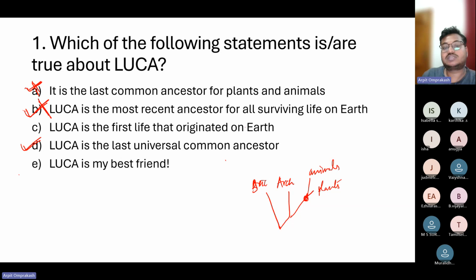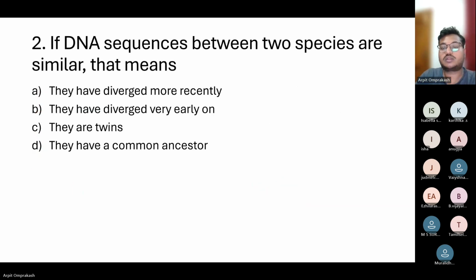Luca is the first life that originated on Earth. That is also not correct. Luca is present somewhere here. The first piece of life that originated on Earth is not Luca. Option C is also not correct. The fourth option is Luca is the last universal common ancestor, which is correct because that is by definition Luca. And the fifth option is, of course, wrong. So the correct answer here is D. Okay. Does anyone have any doubts or questions regarding that? Was it clear?